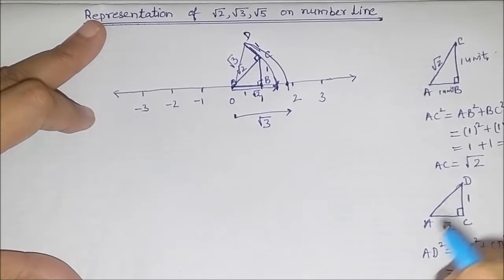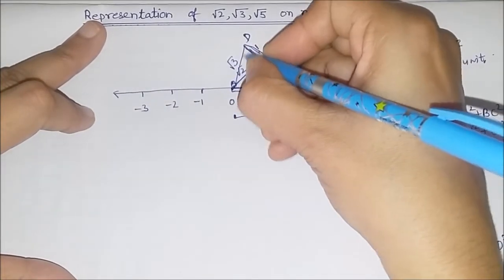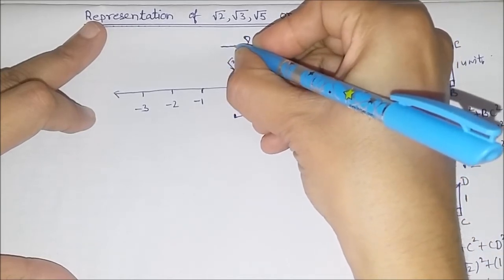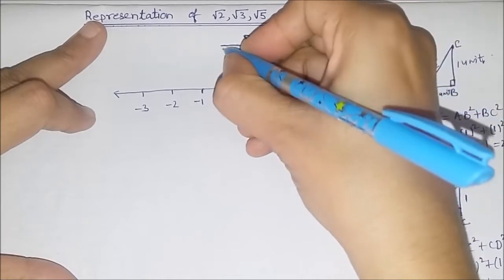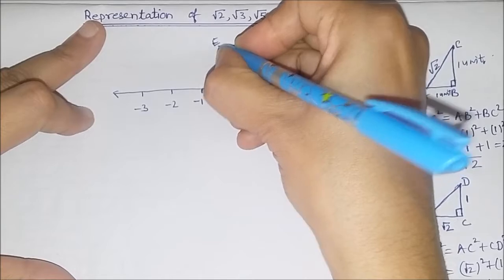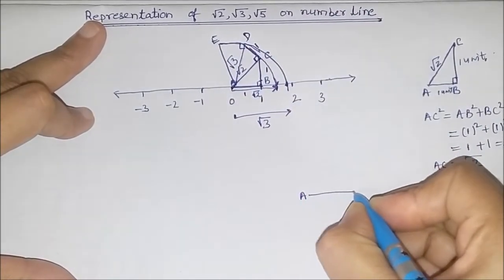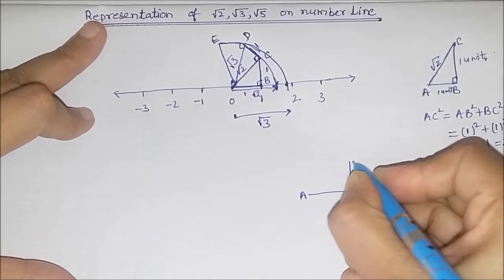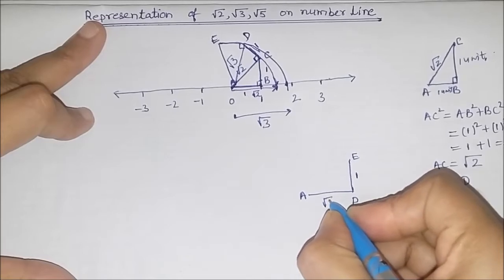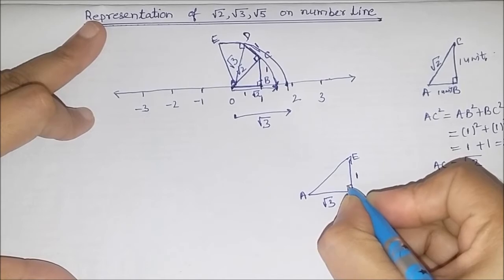Now let us see how to represent root 5 on the number line. Now in the same number line, if this is root 3 and we take another unit length here perpendicular to this root 3, what will we get? This point is E. Let us make this triangle here. This is A, D and E. This length is 1 unit. This length is root 3. This angle is 90 degrees.